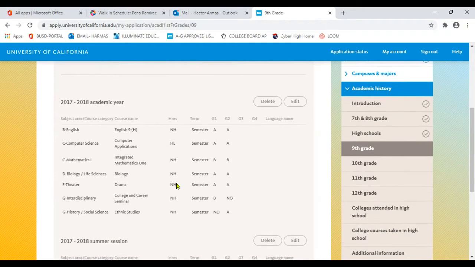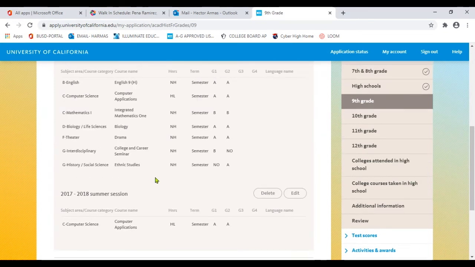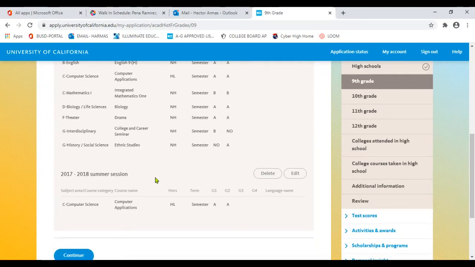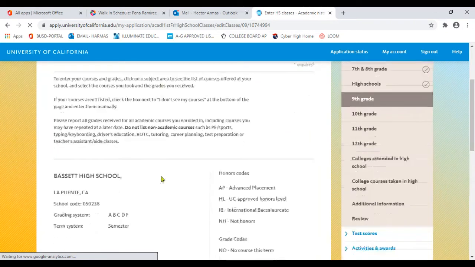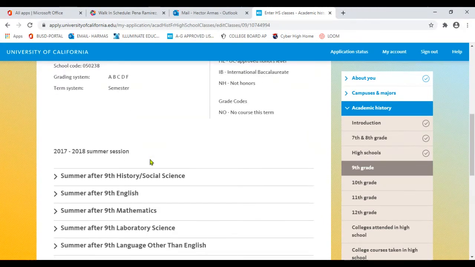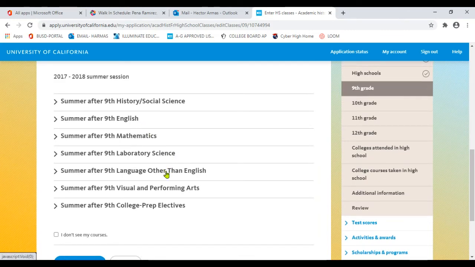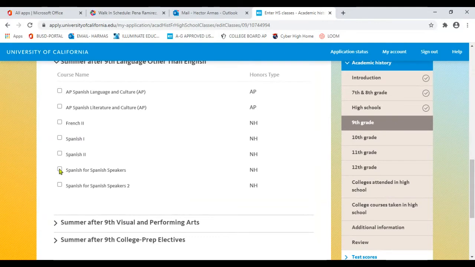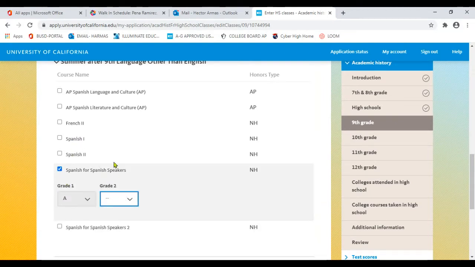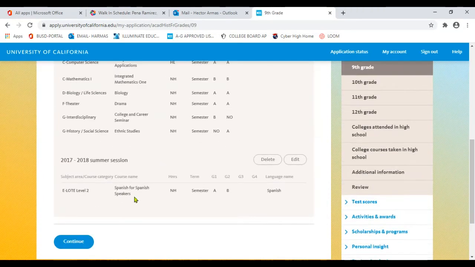When I hit save and continue, one of the things I noticed is that it gives me an opportunity to write down what classes you complete in summer school. So here's where I'm going to put down the summer school grade. For instance, let's assume I took a foreign language. I'm going to edit this one, clear this and clear that, and go to foreign language. I'm going to put down that I took Spanish speakers 1 in the summer, and in this class, I got an A and I got a B. So now it shows that I completed Spanish speakers 1 in the summer.